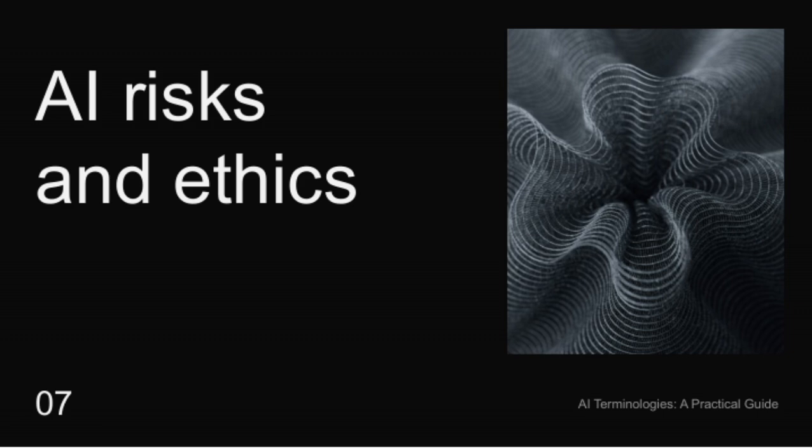It's not just about what AI can do, but also about what it should do. By understanding these risks and adhering to ethical principles, we can ensure that AI benefits society while minimizing harm. This is a vital part of the overall AI journey we're exploring today.